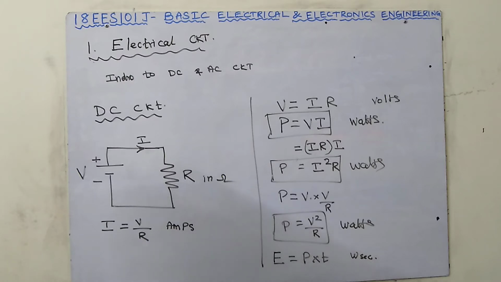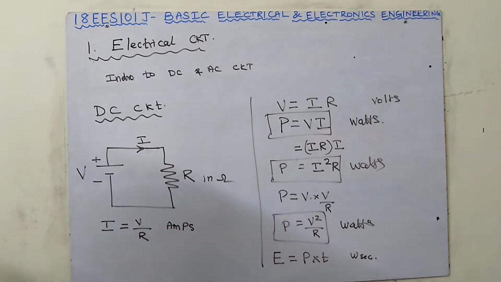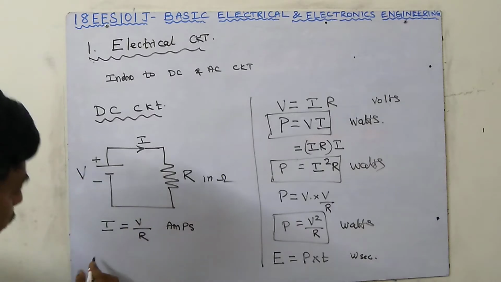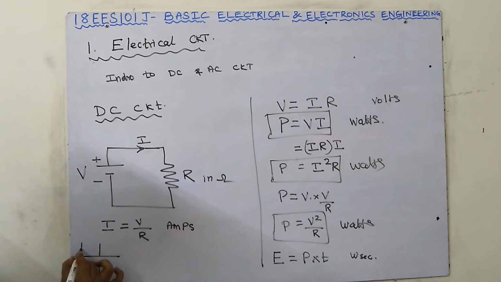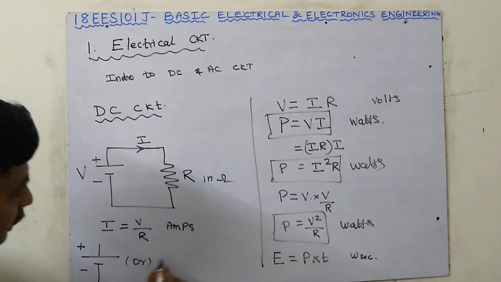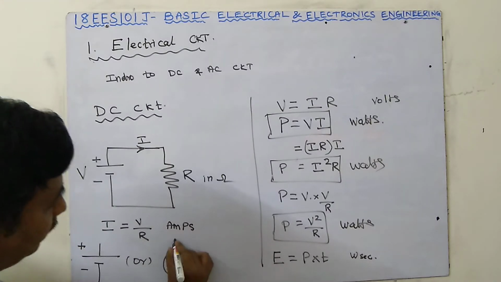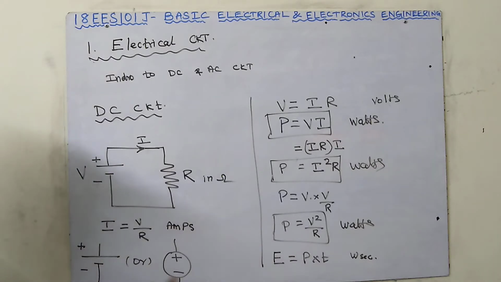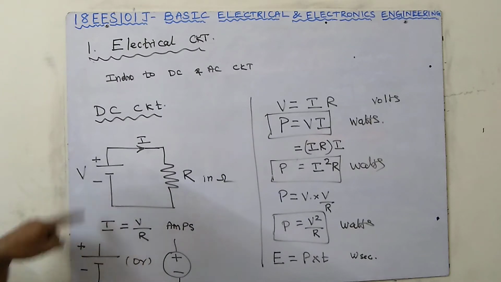Another thing is that in DC, the electrical source will sometimes be denoted like this. The longer line means positive, the shorter line is negative, and current will flow like this. Or sometimes they will denote it like this, with plus and minus. Both are the same only. This is also a battery voltage source. This is a DC voltage source, not an AC voltage source. Either they will give it in this format or this format. Here I have used this format.